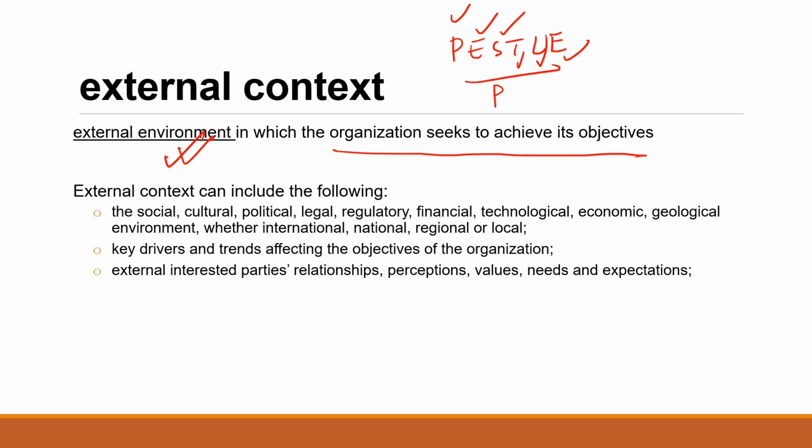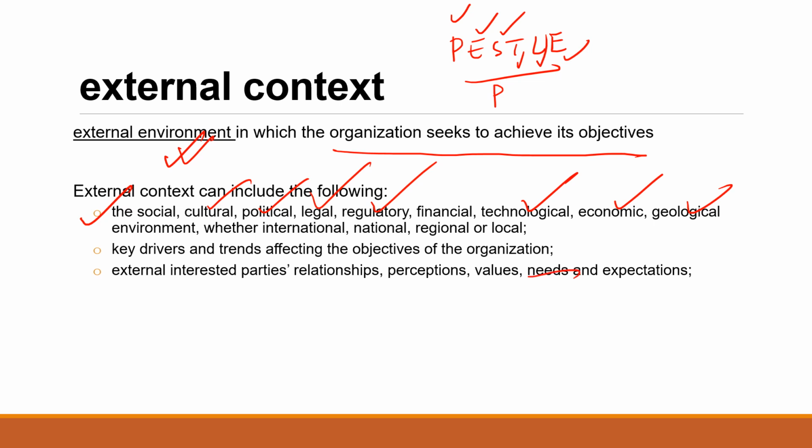So what can be examples of it? Social, cultural, political, legal. That's the PESTLE model I was mentioning. You can have technological, economic, geographical, cultural, political, legal, regulatory factors. These are the key drivers and trends affecting the objectives of the organization. So everything is about achieving the organization's objective.